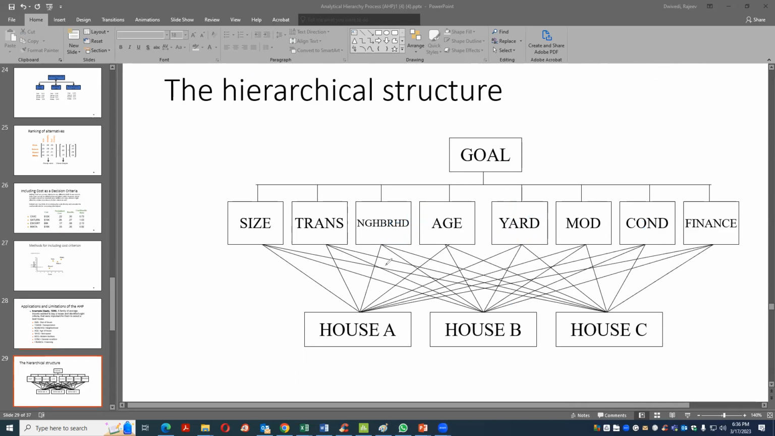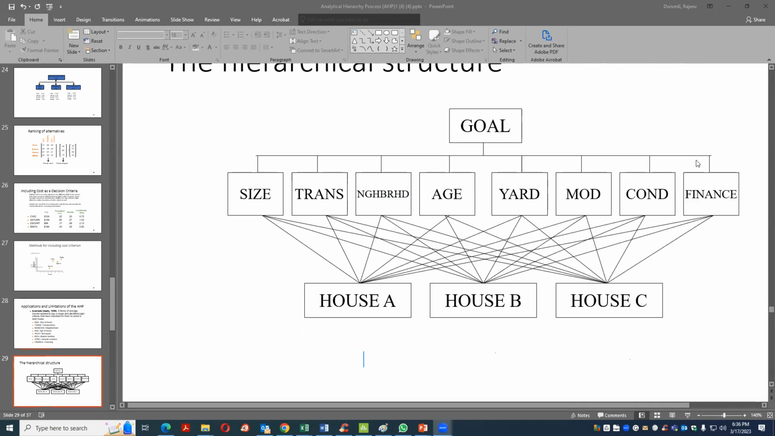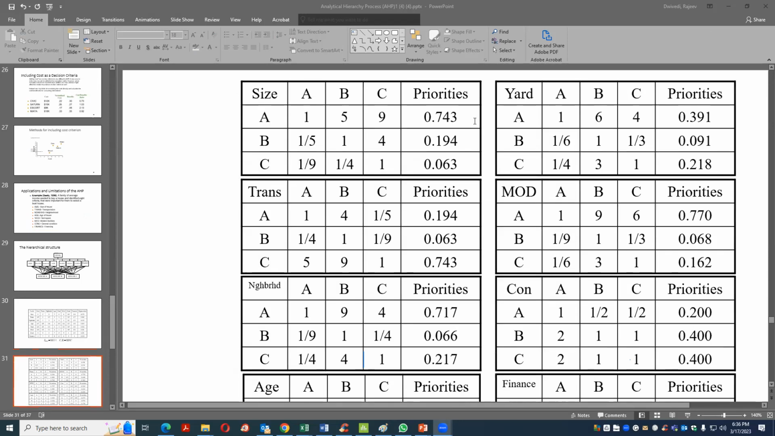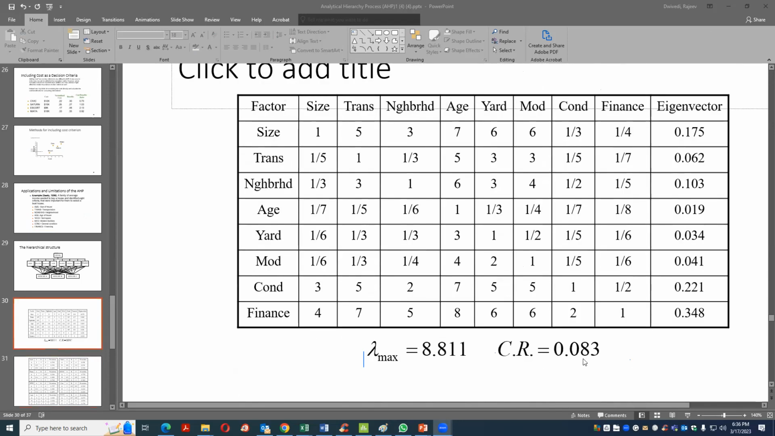Now look into these. They selected house 1, 2, and 3. Now which house is going to be the best one? So first they did the pairwise comparison for the criteria. This is the criteria, size is 17%. So finally they got the eigenvector, the priority vector, and these are the values. Now based on that, and lambda max, the consistency ratio should be less than 10%. If you are doing this work properly, meaning a proper pairwise matrix, your consistency ratio will be less than 10%.